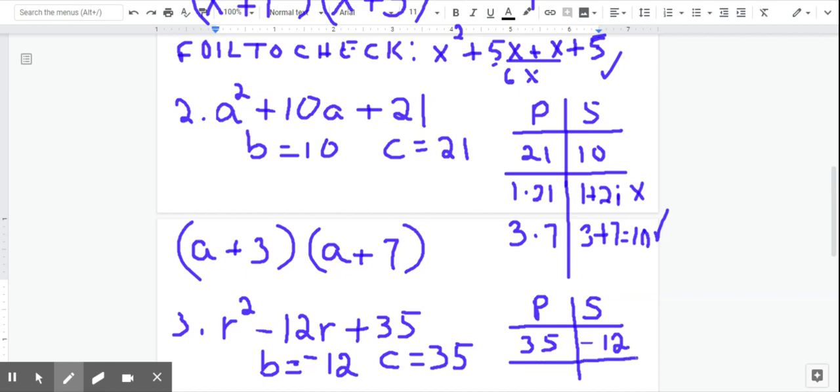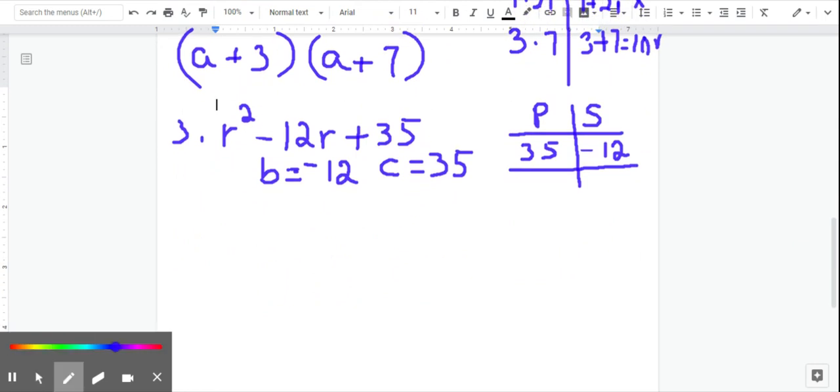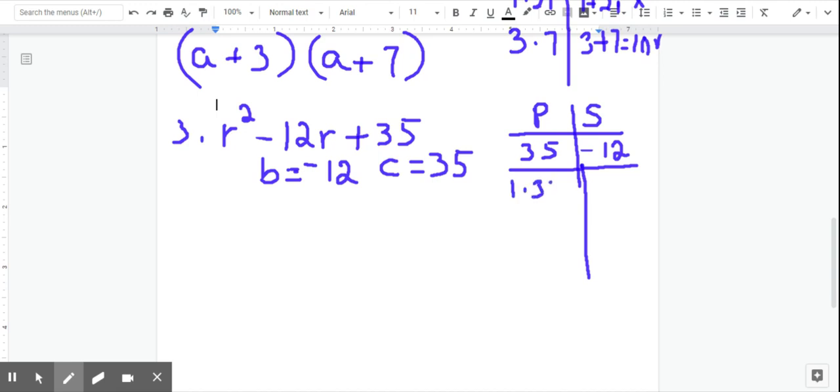So again, ask yourself, what are we looking for? We're looking for two numbers that multiply to 35 and add to negative 12. Well, what are the factors of 35? 1 times 35. You could say 5 times 7.